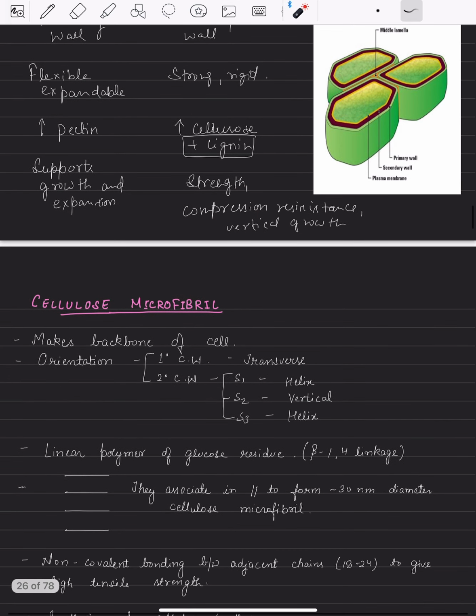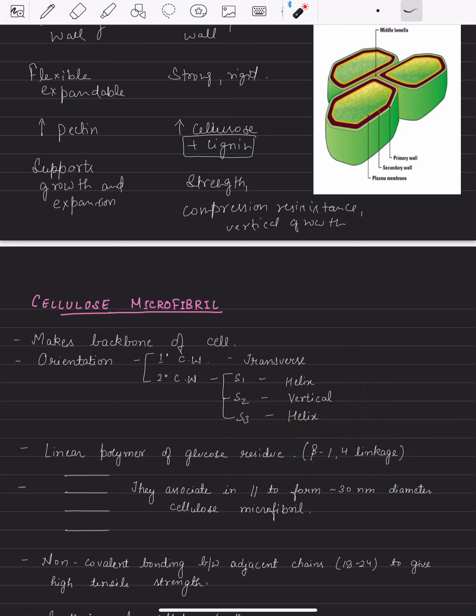One by one we will see the structural components of the cell wall. First is the cellulose microfibril. This is the major backbone of the cell wall. If we talk of orientation, in the primary cell wall these cellulose microfibrils are oriented in a transverse manner. In the secondary cell wall, it varies in different layers. In S1 and S3 it is helical, whereas in S2 it is vertical. These cellulose microfibrils are linear polymers of glucose residues. Keep in mind that the linkage observed is beta 1,4, very important from the competitive exam point of view.